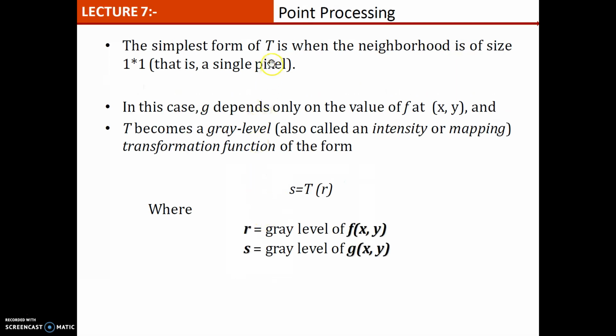Now, suppose the operation you are applying to the image has a neighborhood of size 1 by 1, that is, a single pixel. Then that processing is called point processing. In this case, g will depend on the value of f at (x,y) only. So T becomes a gray level, also called intensity or mapping, transformation function of the form s = T(r), where r is the gray level of the input image and s is the gray level of the output image.